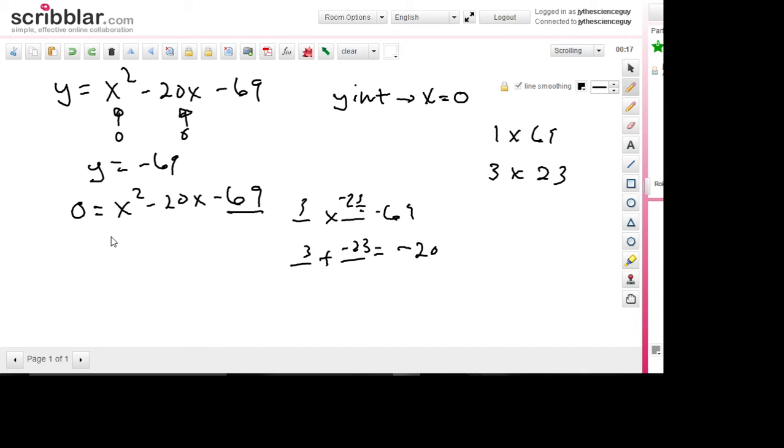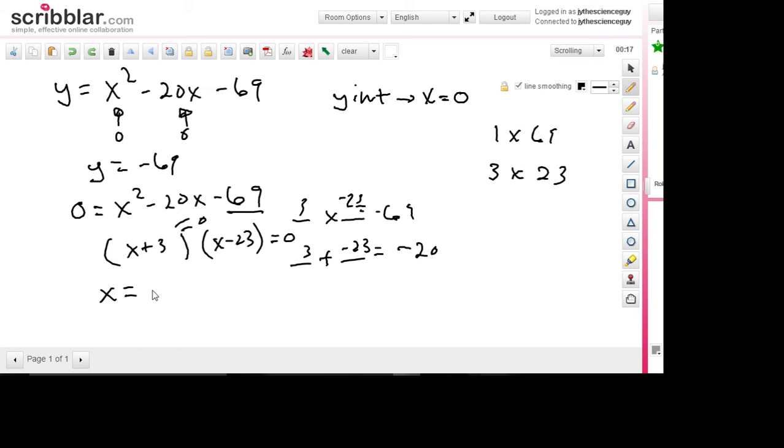And so the factors of this, you just put next to x. So I'm going to take this number and put it next to x. So this is x plus 3. And then I'm going to take that number and put it next to x. So it's x minus 23. And they are both set equal to 0. So I've got to set both of those equations equal to 0 in order to find the zeros. So in this case, what would x be equal to?